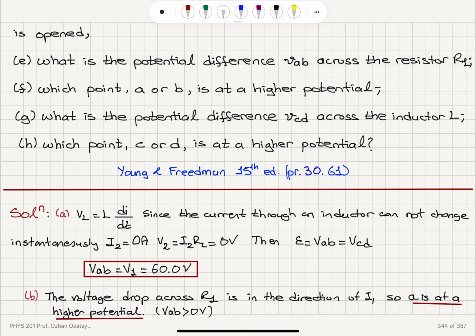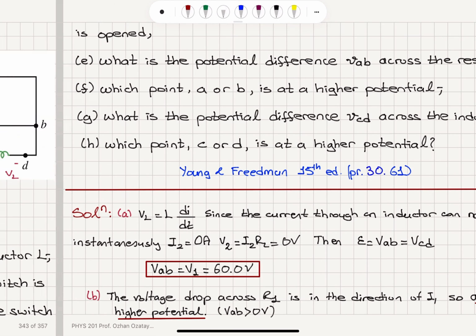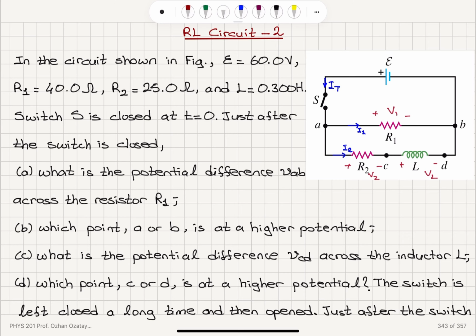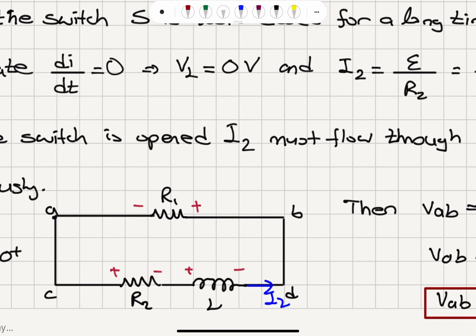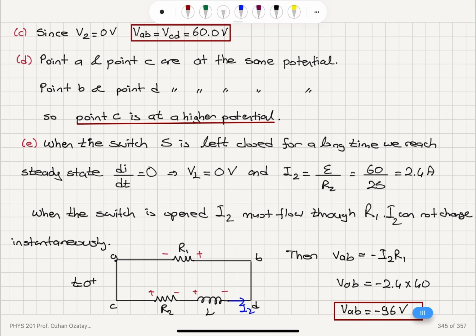What is the potential difference VCD across the inductor L? So you can see here from this circuit, the potential drop across R2 plus the potential drop across the inductor plus the potential drop across R1 must be equal to 0. So it is V2 plus VL plus V1 must be equal to 0. That's the Kirchhoff voltage law.